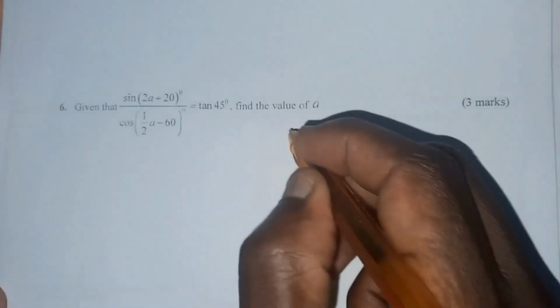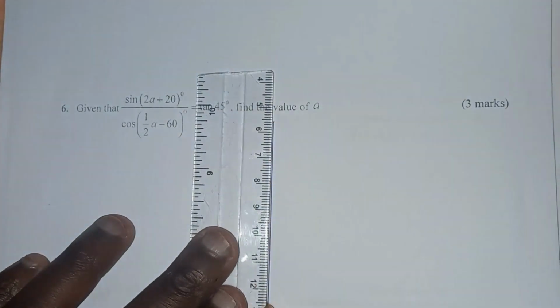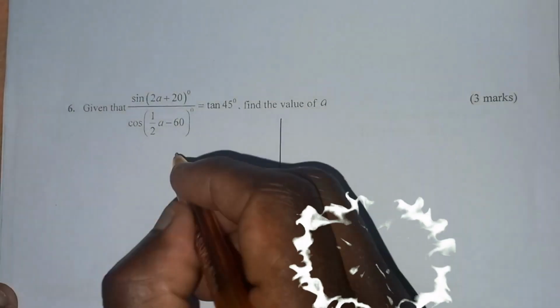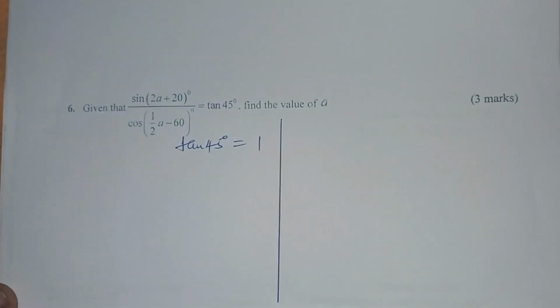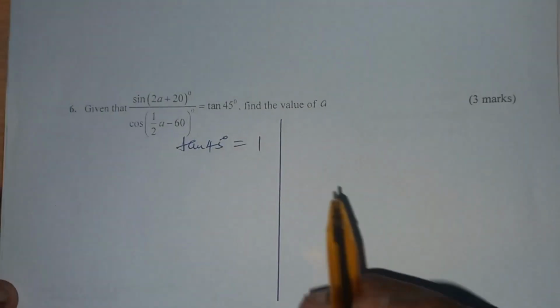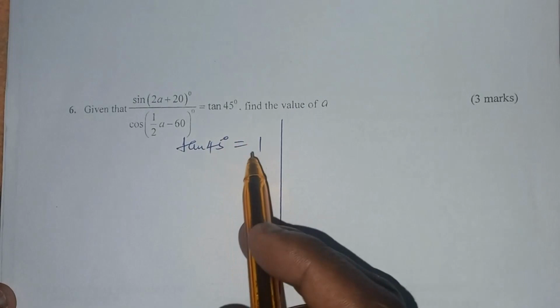So let me write this. Tangent of 45 is equivalent to 1. The most important thing. Begin from there. So tan of 45 degrees is equal to 1. Now, knowing that, you can substitute tan of 45 with 1.